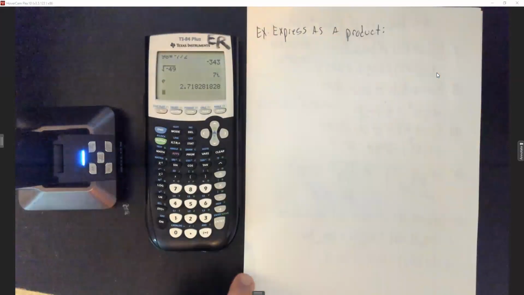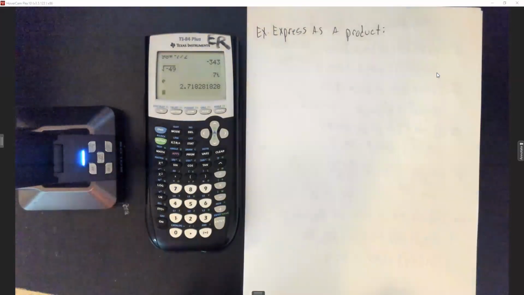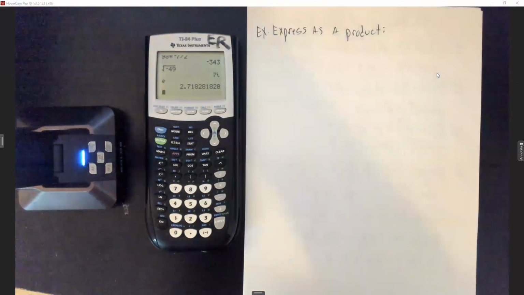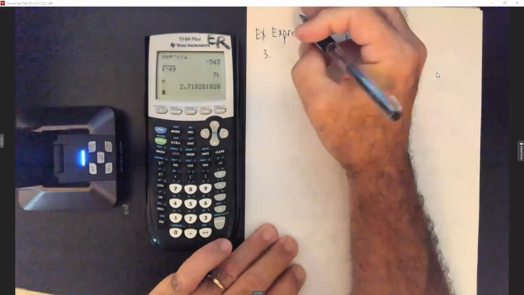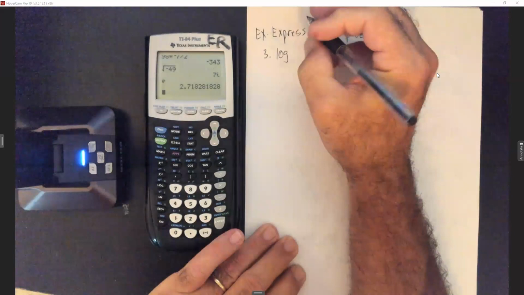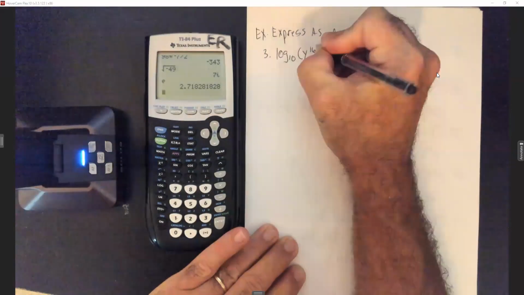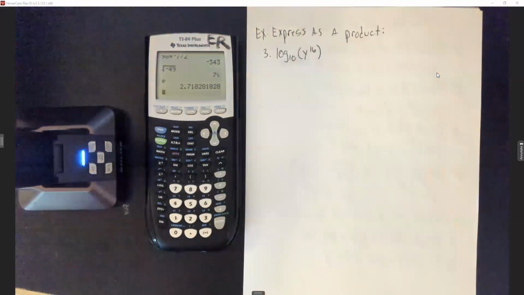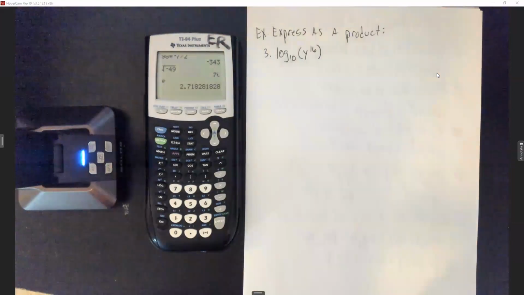So when I'm done, I'm going to have things that look like they're being multiplied, which means we're going to be using the power rule. They're going to give me exponents, and I got to bring them down and rewrite it as multiplication. So this would be like number 3. It is a log base 10 of y to the 16th. And really on that, they didn't need the parentheses. I don't know why they did that on that.